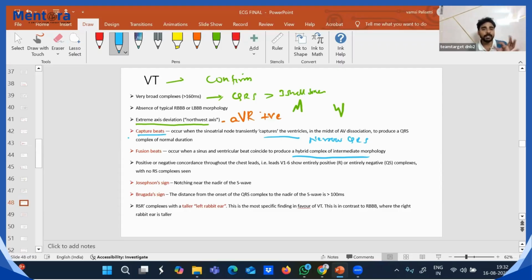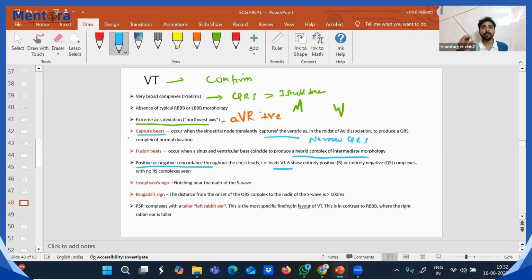And one more important, specific finding is called positive or negative concordance. Don't think it is not our level, that it's cardiology level. No, it is completely physician level. This is the question they're going to ask you, and if you say this, they will pass you also. So what is positive or negative concordance? If we see from V1 to V6, all the leads should be either positive or negative. That's it. From V1 to V6, the QRS complex should be either positive or negative.